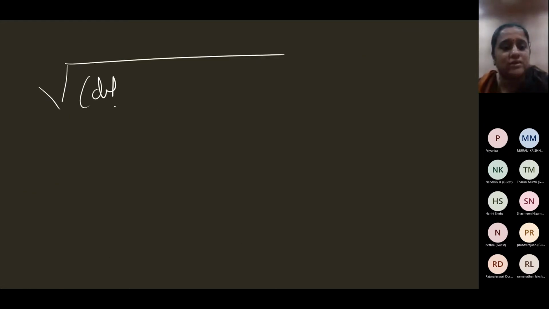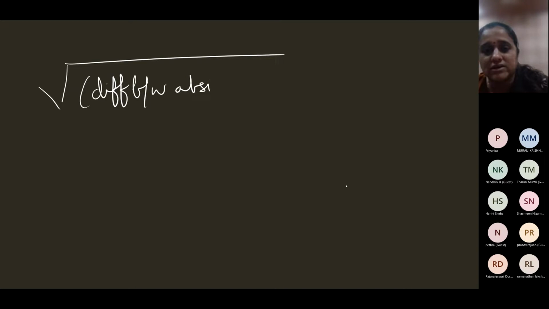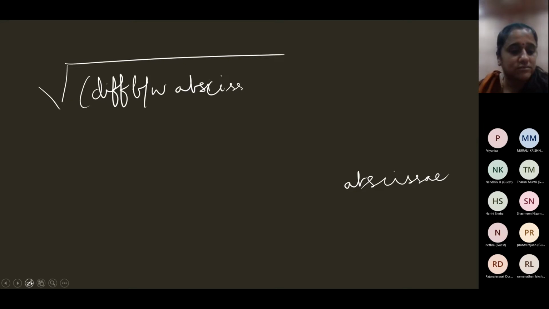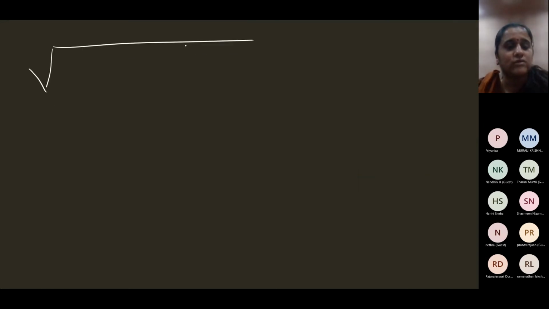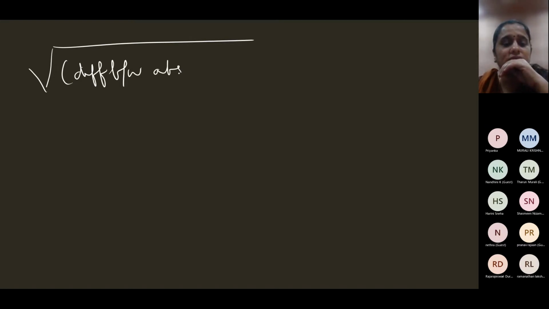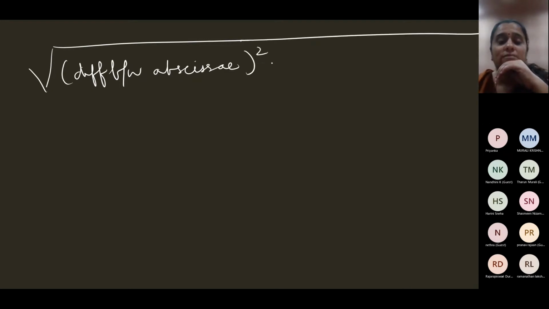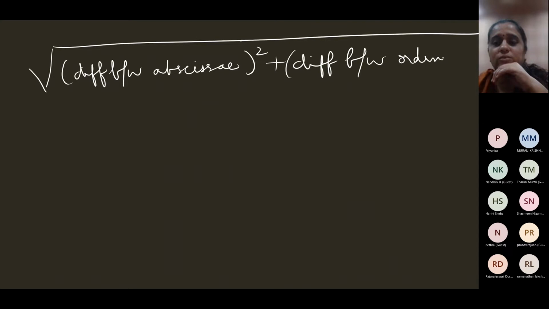In simple words it is the square root of the difference between abscissa, the whole square, plus the difference between ordinates, the whole square. I always get confused with the spelling of abscissa: a-b-s-c-i-s-s-a-e. Abscissa, all right.